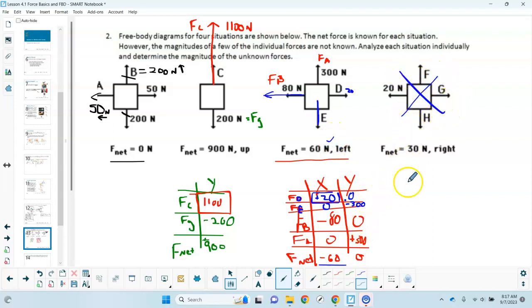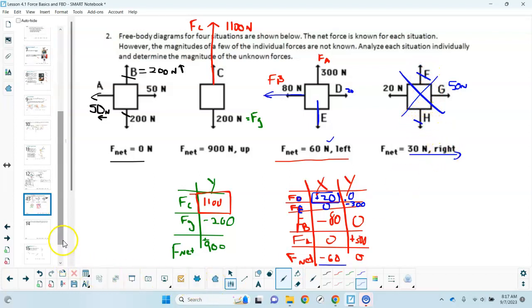It's more the same. They don't give you quite enough information. If it's only going to the right and it's 30 to the right, this would be 50 for G, because 50 minus 20 gets you 30 going right. And then F and H are balanced. They don't tell you what one is or the other one is, but they got to be equal to each other. Okay.